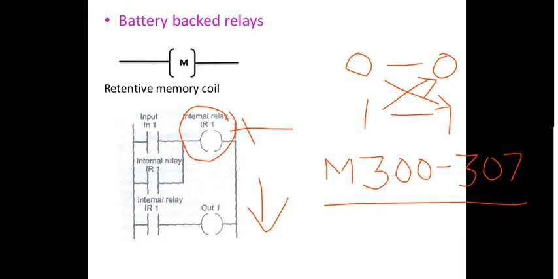So this is one thing, the battery backed up relay, and they are symbolically represented like this. They are symbolically represented as M. Now you can see here, they are similar to your output device only, and there is not much difference between a conventional internal relay and the battery backed up relay, because they start from M, but they never start from 100, they start from 300 to 307. This is one point to be noted here.